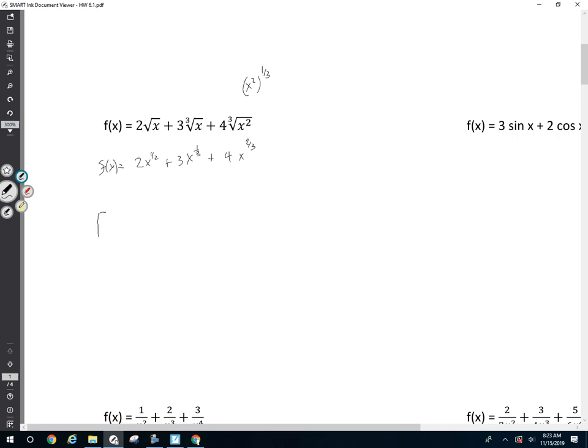Okay, now taking the antiderivative, add 1. 1/2 plus 1, that's 2/2, gives me 3/2. Multiply by the reciprocal, that's 2/3. Multiply that by the 2. That gives me 4/3 x to the 3/2.